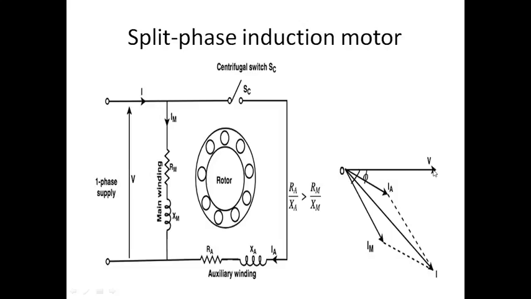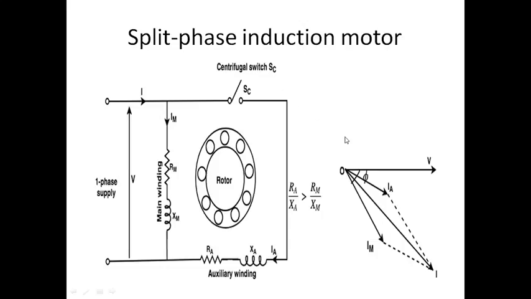If you see, this is the voltage. IA is your auxiliary current, IM is your main current. Because the winding is present here, when I give a current, the current passing through this winding is known as IM, and the current through this auxiliary winding is my IA, and the resultant is my I.